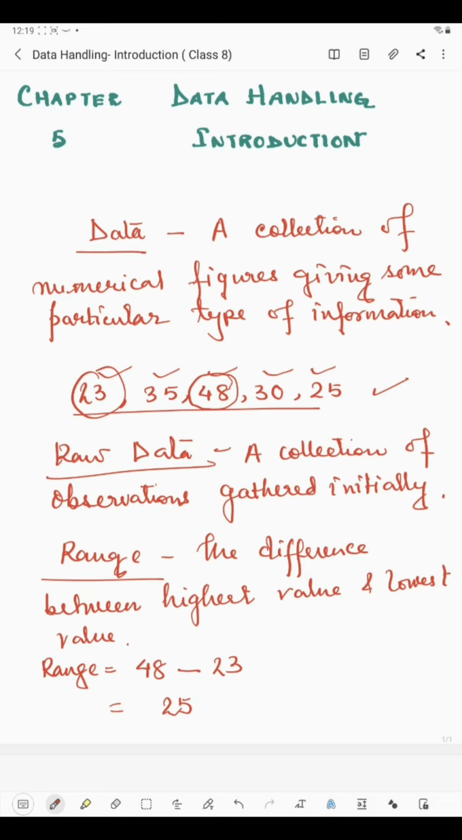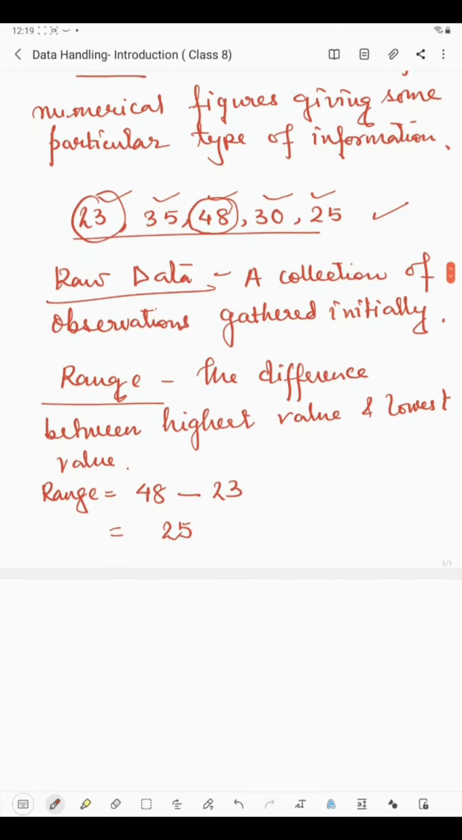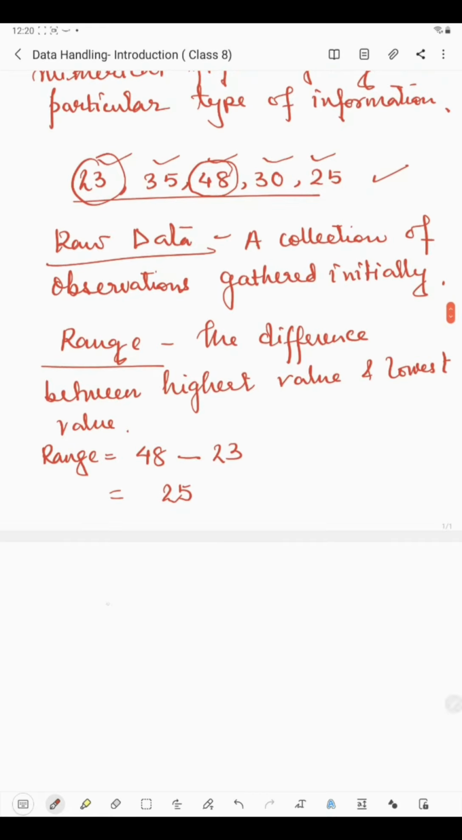So after collecting the data, we have to record and organize it. Now why do we need that? Let's take an example. Suppose we write down the marks obtained by students, say 23, 35, 48, 30, 25, 46, 13. In this form, the data is not easy to understand.